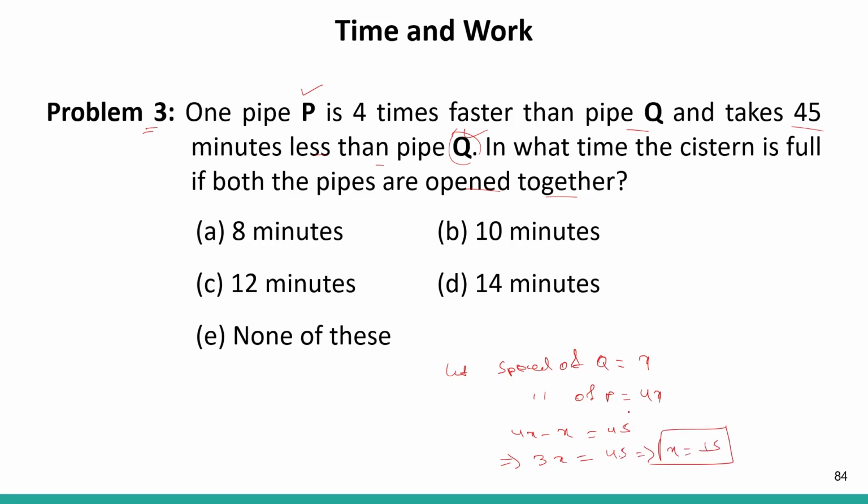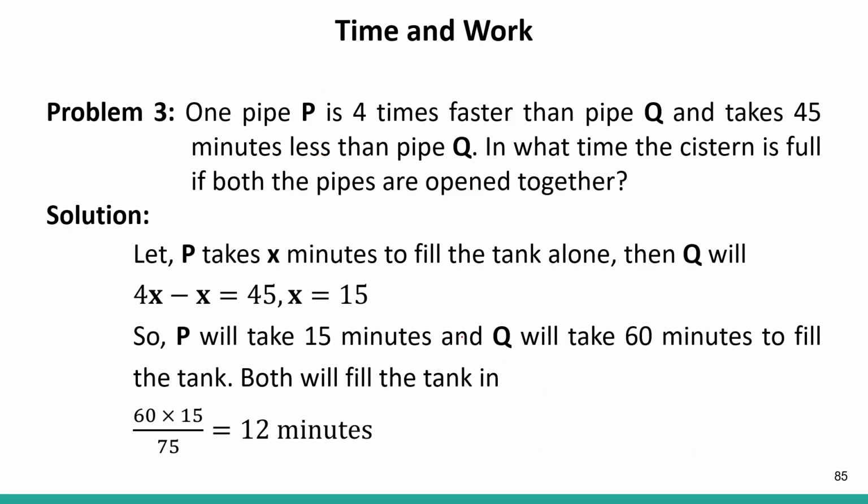So this much amount of time is what Q takes. So P takes what? So x is equal to this much. If the speed of Q is equal to 15, then the speed of P is equal to 4x, that is equal to 60, right? So P takes 15 minutes to fill the tank alone and Q will take 60 minutes to fill the tank.